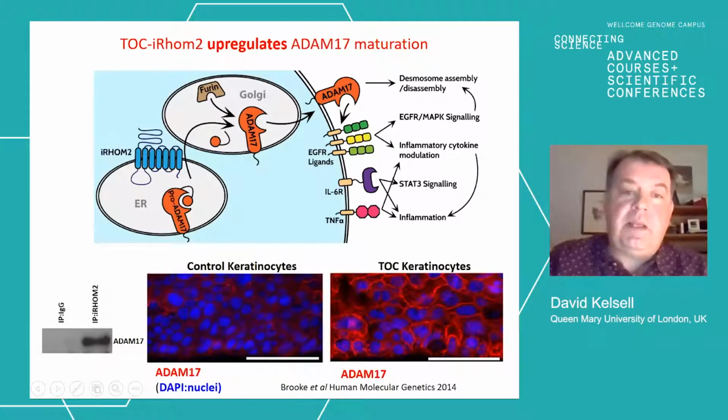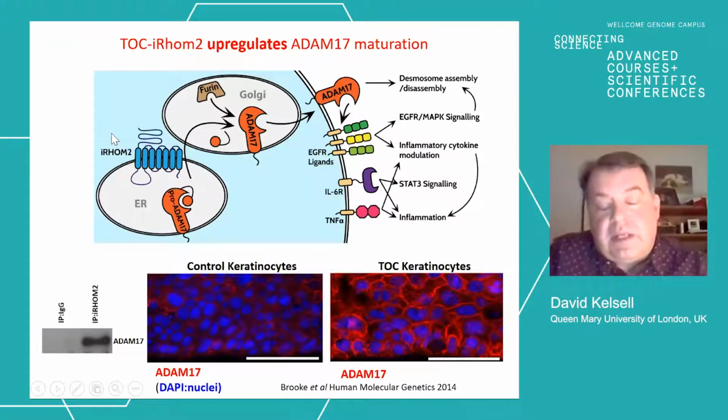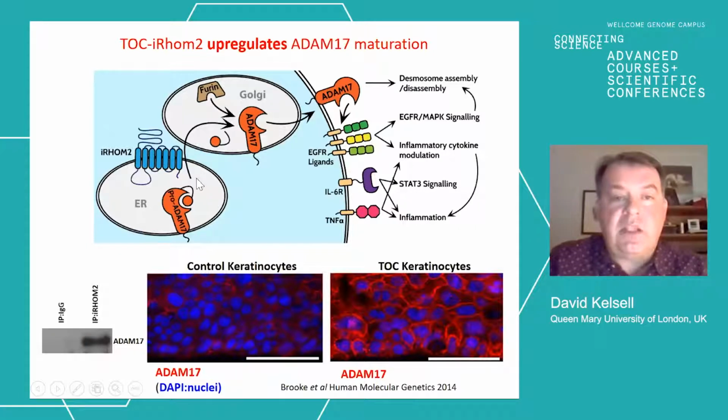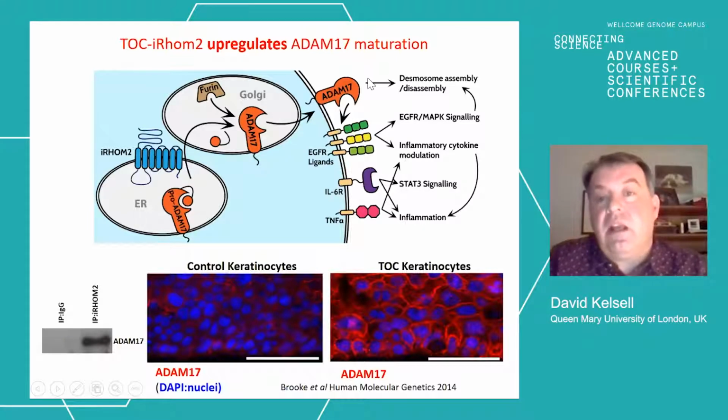So what we think is happening is that iRhom2, well, it's been proven now that this is what's happening, iRhom2 interacts directly with the inactive form of ADAM17 in the endoplasmic reticulum. This complex then translocates to the Golgi, where another protease called furin removes this inactive propeptide domain, and then iRhom2 and ADAM17 then go to the cell surface where ADAM17 is active, and it can cleave all these ligands and release them. So basically the mutations, the top mutations in iRhom2 are gain of function in nature and are increasing the sheddase activity of ADAM17.